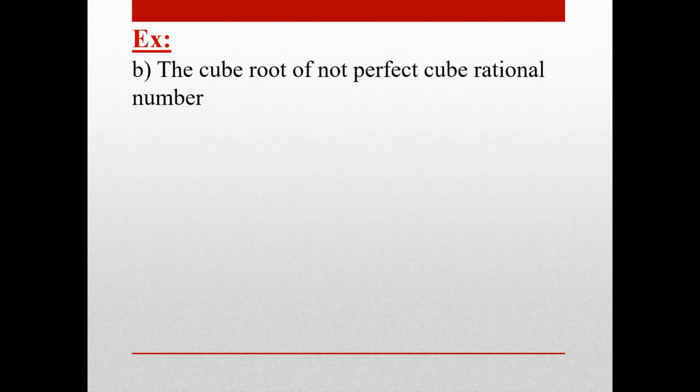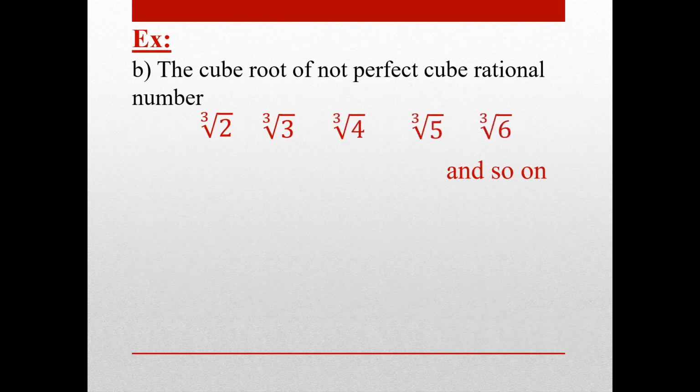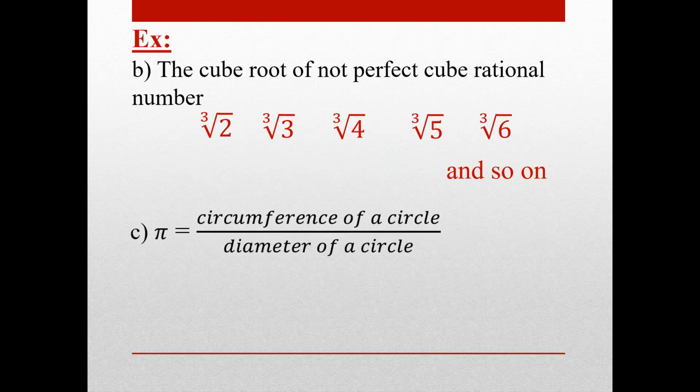Example: the cube root of a non-perfect cube is an irrational number. But what is a perfect cube? A perfect cube is a number that comes from another number multiplied by itself 3 times. So the cube root of 2 is not a rational number. It's an irrational number because 2 is not a perfect cube. We don't have a number multiplied by itself 3 times to get 2. Also the cube root of 3 is an irrational number because 3 is not a perfect cube. And the cube root of 4, cube root of 5, cube root of 6, and so on.